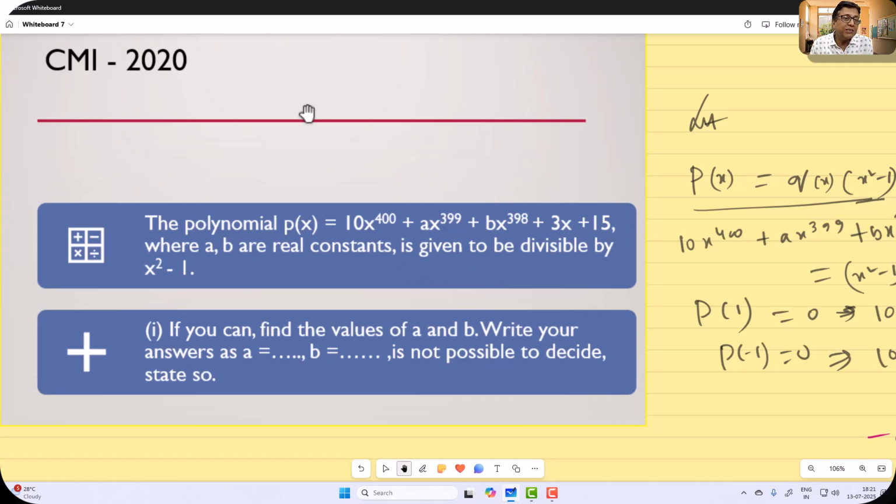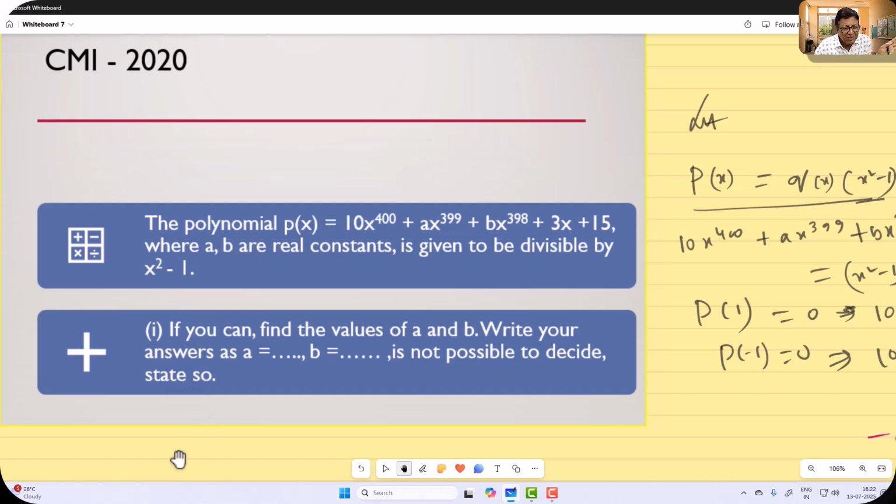Now see the question CMI 2020. The polynomial given in this manner, 400 degree polynomial, 10x to the power 400, ax to the power 399, bx to the power 398 plus 3x plus 5, where a, b are real constants, is given to be divisible by x square minus 1. Now, this one attracted me a lot, that if you can find the values of a and b, write your answers as a, b. If not possible to decide, state so.